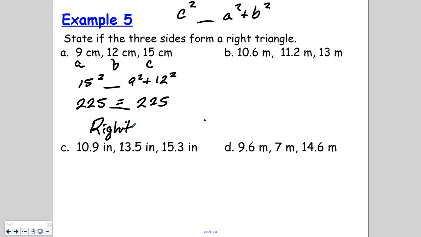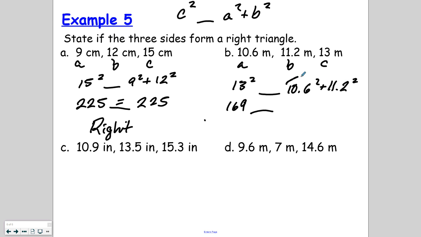Like we said, c squared equals a squared plus b squared, so this triangle is right. Now in part B, we identified the longest side, that's the 13 meters. The other two are our a and b. So we have 13 squared on one side, and then 10.6 squared plus 11.2 squared on the other side. 13 squared is an easy one, that's 169. The 10.6 squared plus 11.2 squared, we might need to type into our calculator.